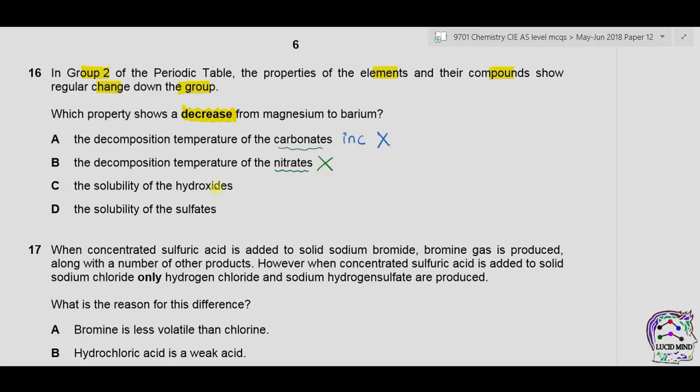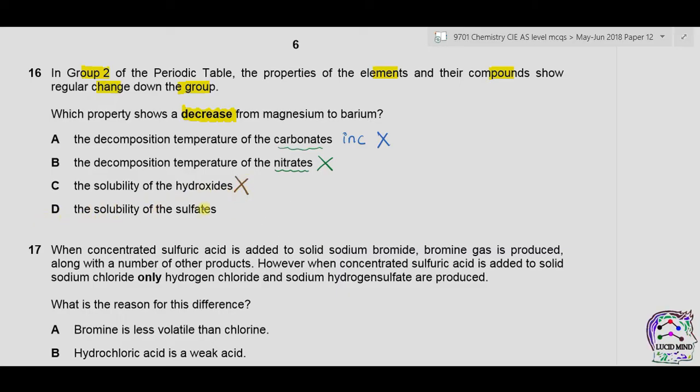C, the solubility of hydroxides. Now we know that magnesium hydroxide is less soluble, and as we move down in the group, barium hydroxide is very much soluble in water. So the pH of barium hydroxide is quite high, it is equal to 13. So the solubility of hydroxides increases, so therefore C is also incorrect.